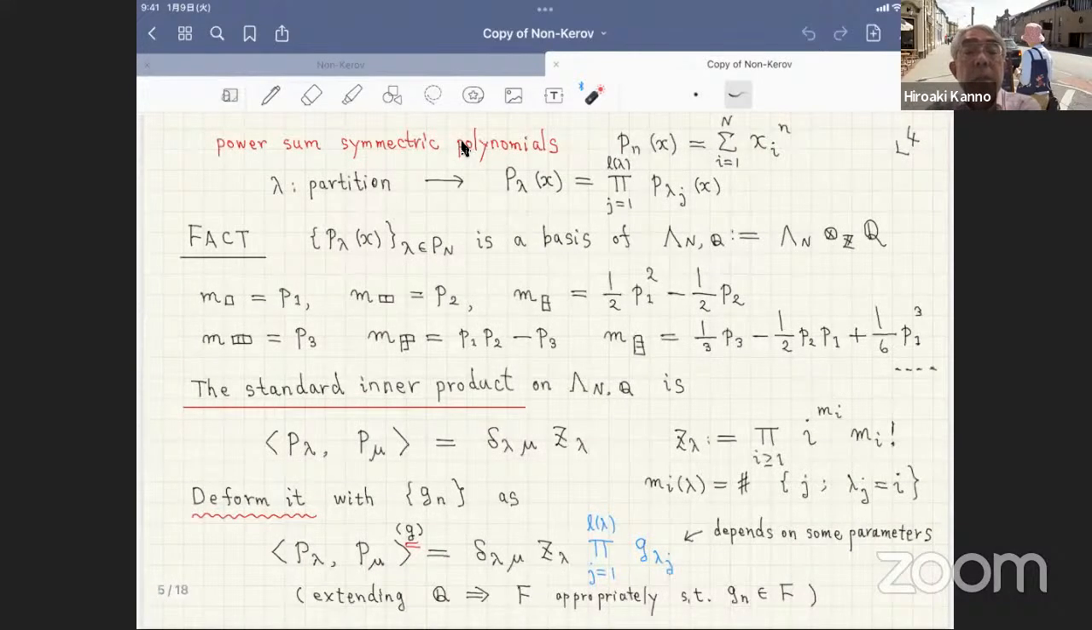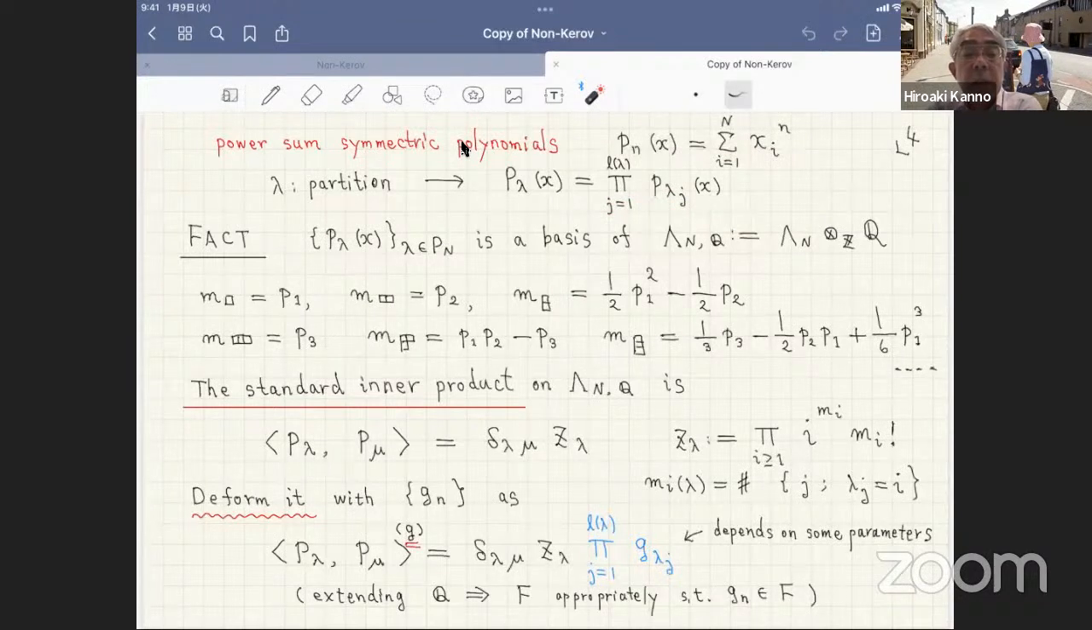There is another kind of basis of symmetric polynomials, which plays an important role in the following. It is called the power sum symmetric polynomials, denoted by p_n, which is the sum of x_i to the power n. So this is clearly symmetric. And for a partition lambda, I denote p_lambda as the product of these power sums.